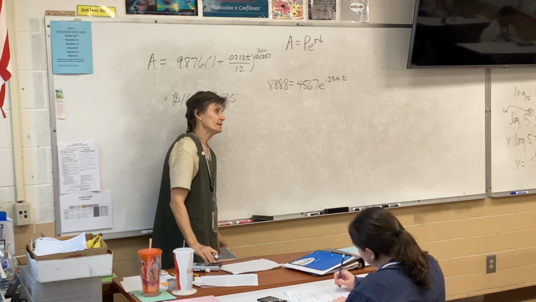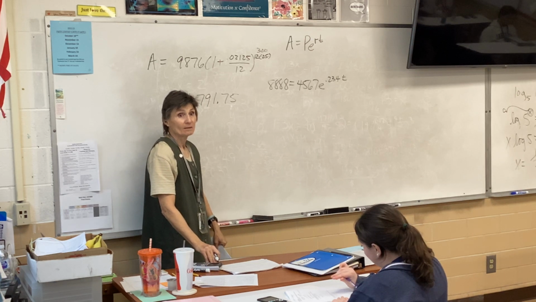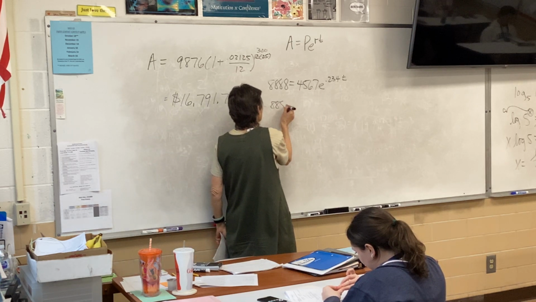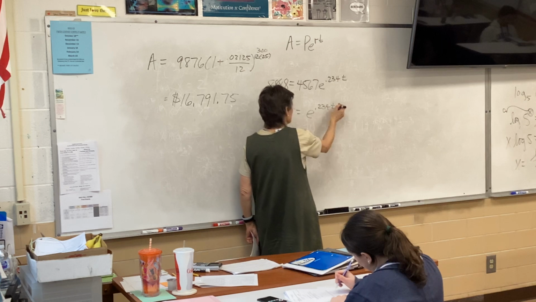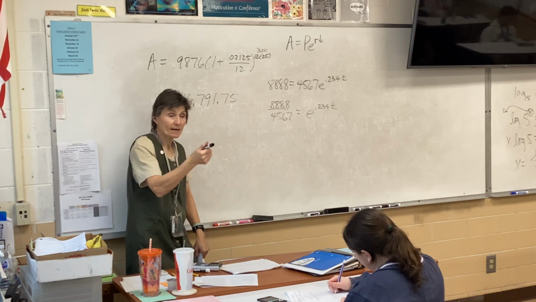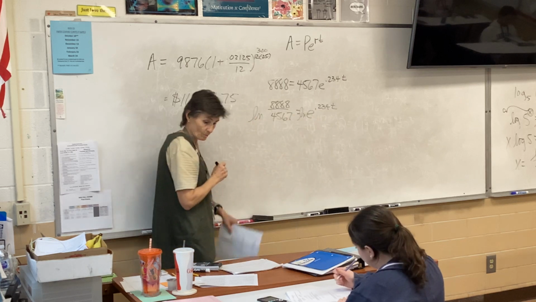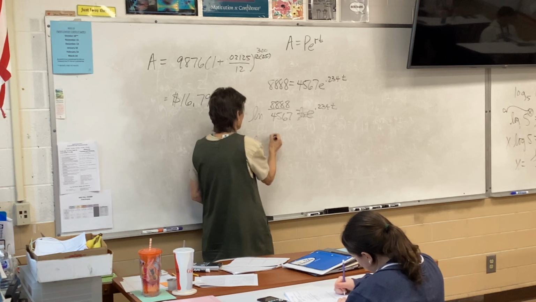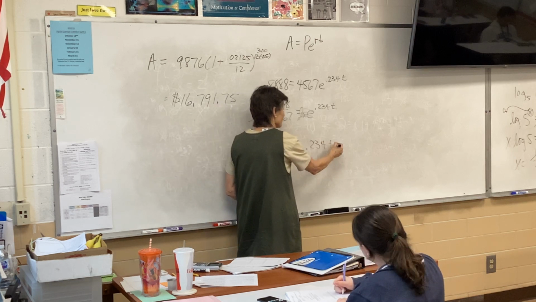Okay, now this one does not make me leap for joy because I'm not going to just type this in. I'm going to need logarithms, right? I'm going to divide first, and then I'm going to need logarithms. So 8888 over 4567 equals e to the 0.234t. And when I log both sides, I'll use natural logarithms, I'll ln, right? Because this will go away. So ln of 8888 over 4567 equals 0.234t.